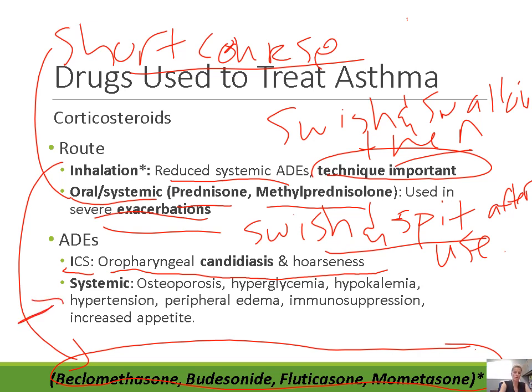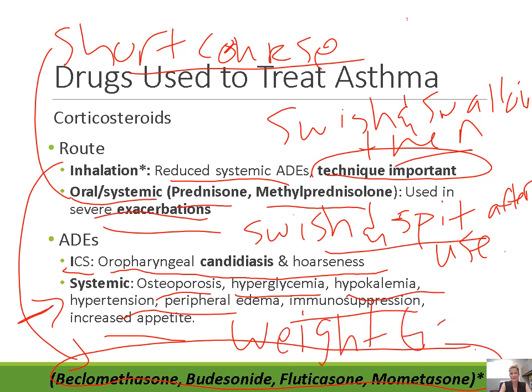Systemic side effects of long-term corticosteroids include osteoporosis and immunosuppression. With shorter courses, we can still see hyperglycemia, so that's something to watch out for in diabetic patients. We can see hypokalemia, so watch out in patients who are on diuretics that might cause hypokalemia. We also see hypertension, peripheral edema, increased appetite and weight gain. The weight gain is really more over a longer period of time. You're not going to see that with a really short course, not enough that matters.